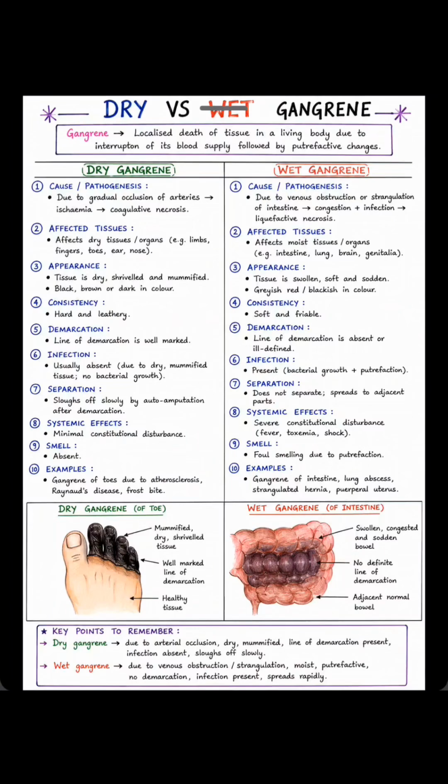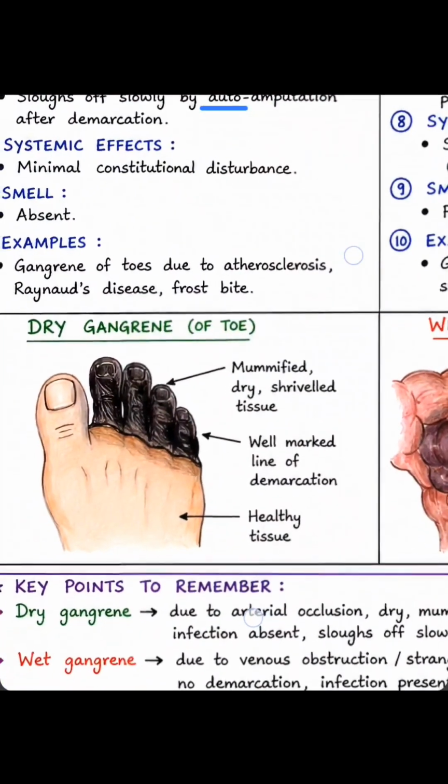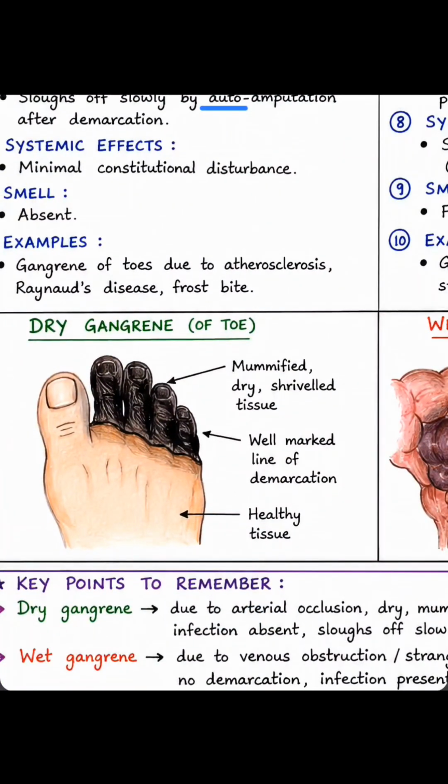Classic examples of dry gangrene are atherosclerosis of toes, Raynaud's disease, and frostbite. And in wet gangrene: intestinal gangrene, lung abscess, strangulated hernia. So the key points to remember: in dry gangrene of the toe, see how shriveled and mummified the tissue is, with a distinct line separating it from the healthy pink skin.